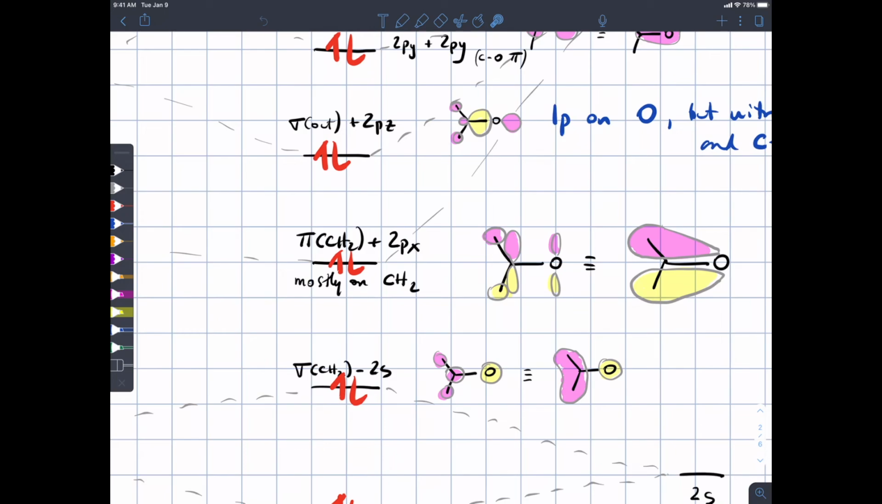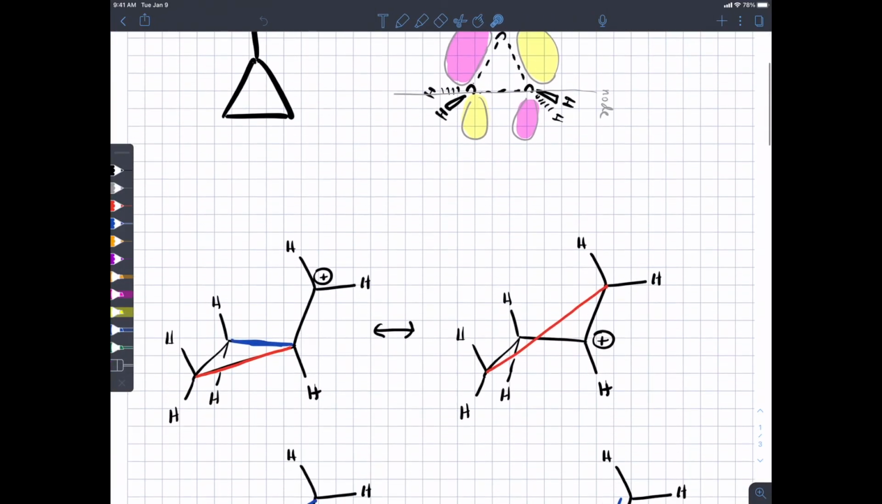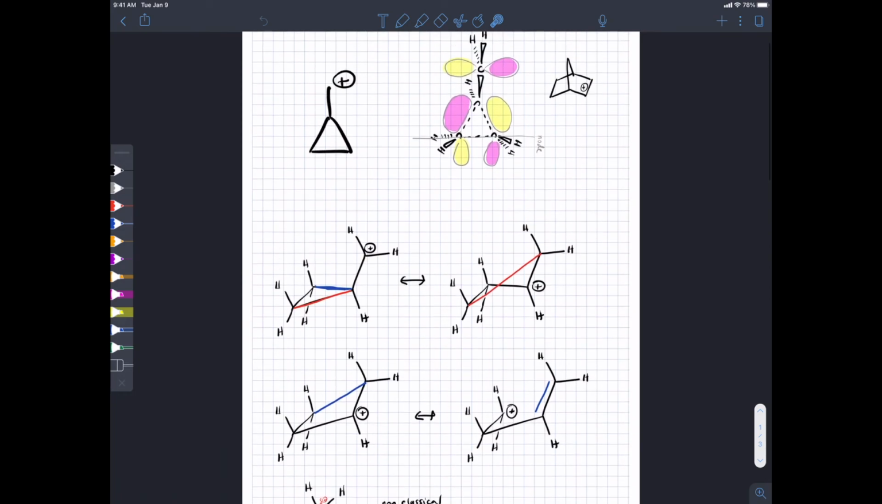All right. Well, I want to talk about carbocation stability a little bit today. Last time we closed with the idea that the unique bonding situation with cyclopropane makes having a carbocation on an atom adjacent to a cyclopropane ring unusually stable for a primary carbocation.